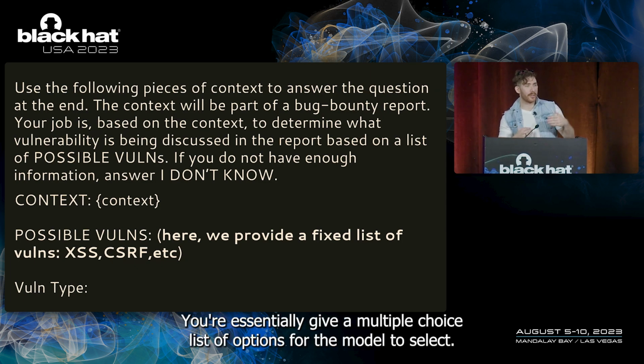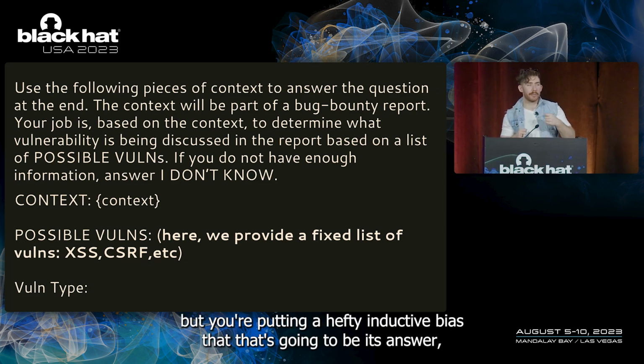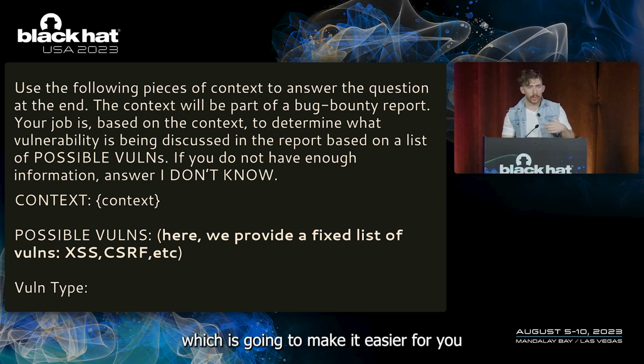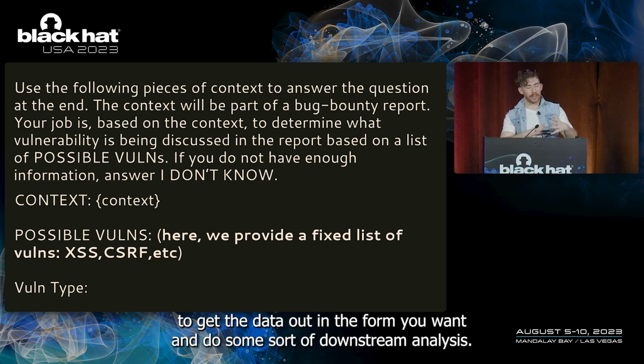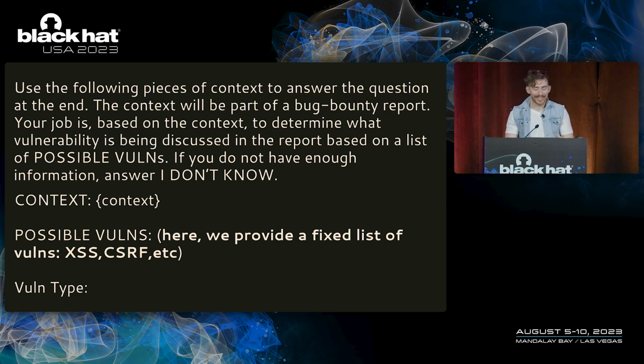So for the possible vulns, you essentially give a multiple choice list of options for the model to select. You are not guaranteeing that the model will select one of those options, but you're putting a hefty inductive bias that that's going to be its answer, which is going to make it easier for you to get the data out in the form you want and do some sort of downstream analysis. You're also providing this I don't know option, so you get an off-ramp as well if the model is maybe not so sure.